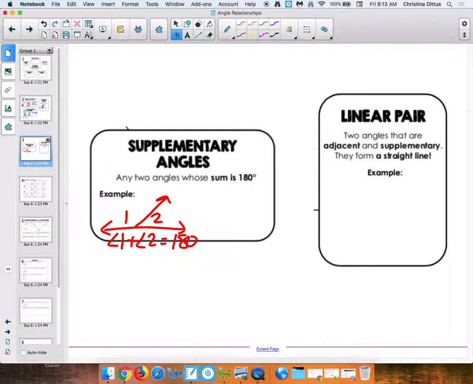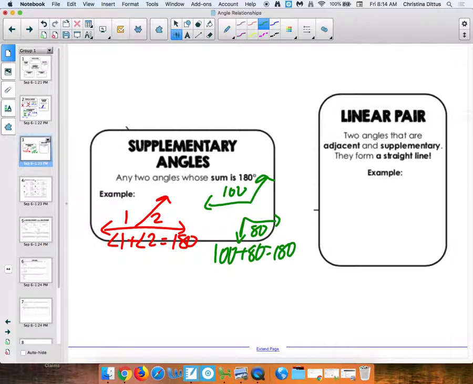A lot of times they are next to each other, but just like complementary, they don't necessarily have to be. If I have an angle over here that's 100, and an angle looking this way that's 80, 100 plus 80 is still 180. So these are supplementary, they're just not adjacent angles. Okay, they're not next to each other. So any two angles that add to 180 are what we call supplementary angles.